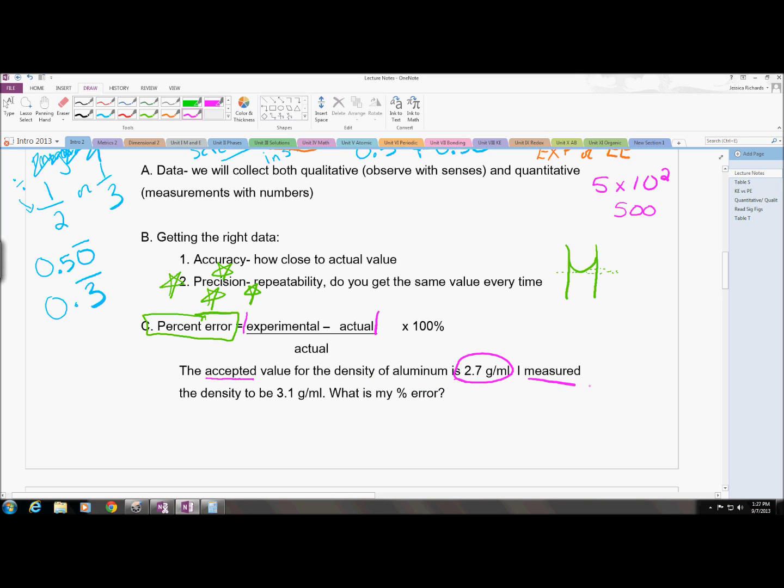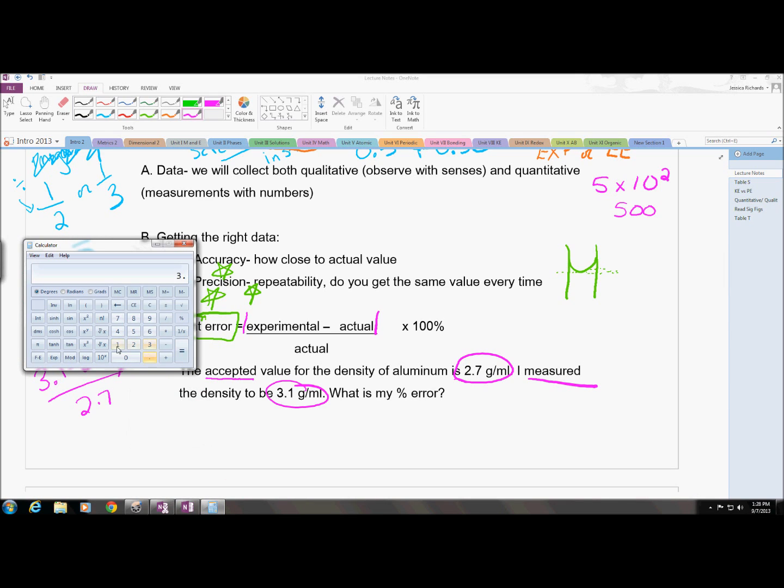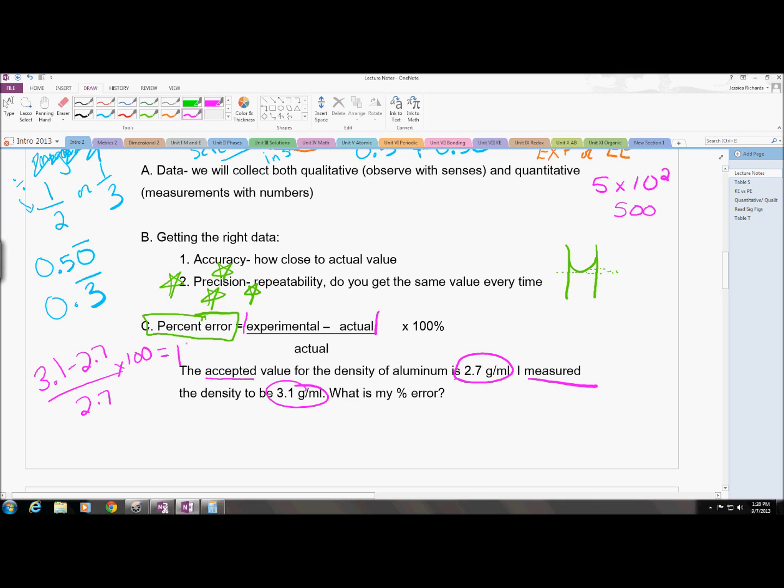So the example we have here: if the accepted value of the density of aluminum is 2.7 and I measured the value to be 3.1, what's my percent error? So we plug those in. 3.1 minus 2.7, divided by 2.7, times 100. Now if we pull up our calculator, 3.1 minus 2.7 equals a difference of 0.4. Divide that, the backslash means divide, by 2.7 and it equals this big long decimal. You can move this over 2 places in your head and say it's 14.8. You can multiply it by 100 and finish it off the whole way out. 14.8%.